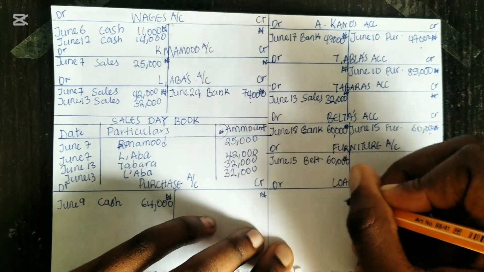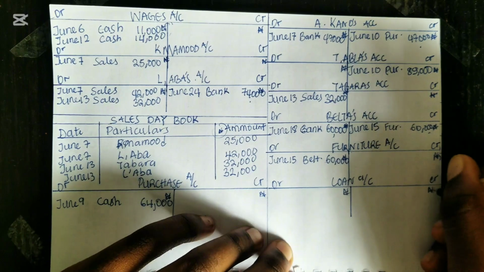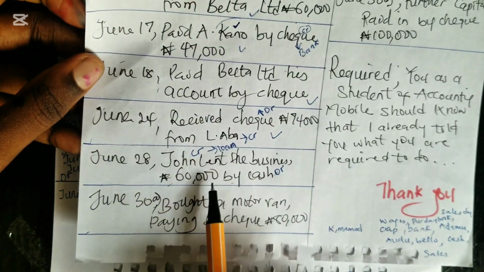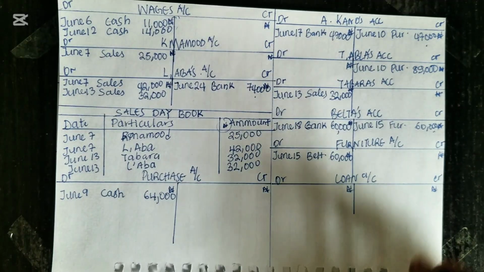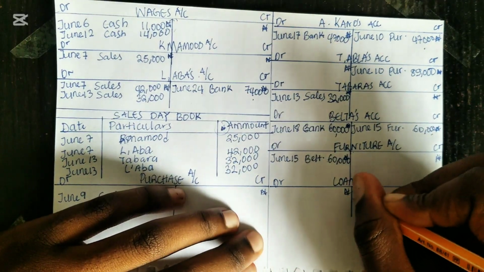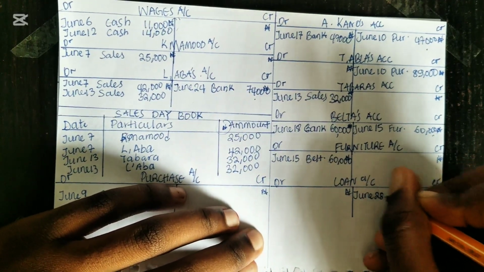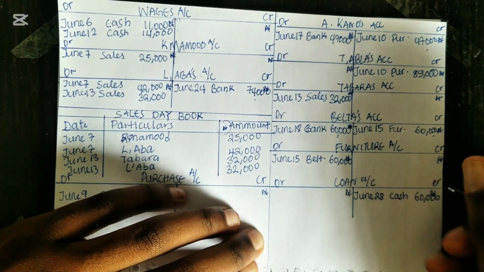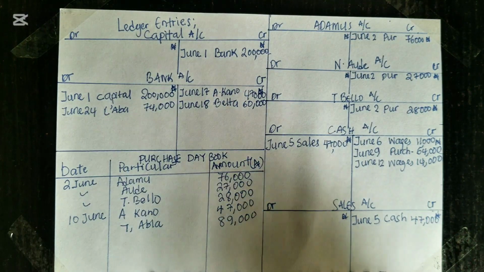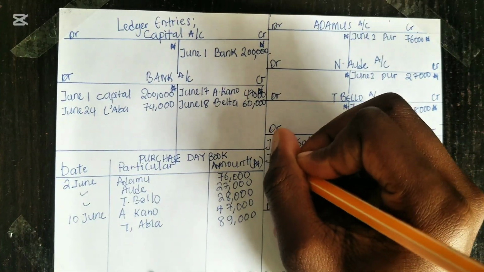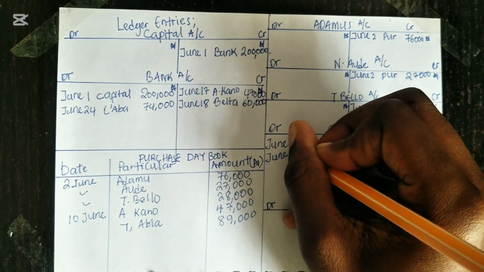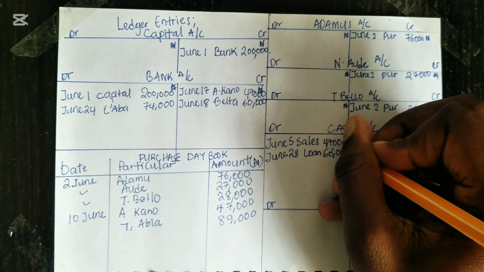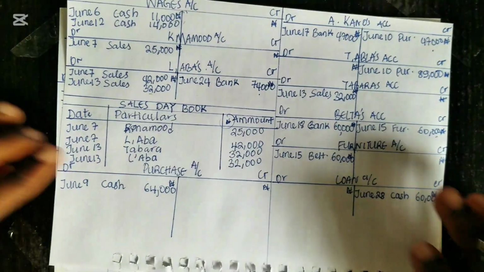Credit, debit, naira sign, naira sign. So the date is June 28th, and it's 60,000 naira. So we're going to write June 28th. We're going to write cash and 60,000. So we're going to debit our cash. See our cash. We're going to write June 28th, and we're going to write loan and 60,000 naira. So we have done this.